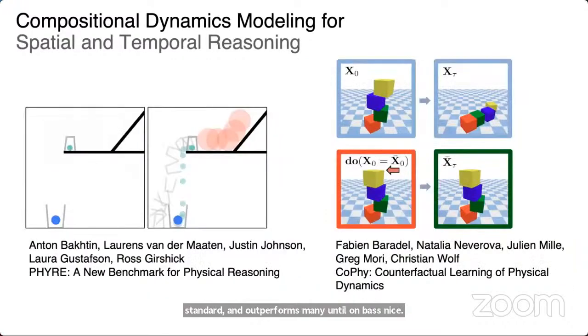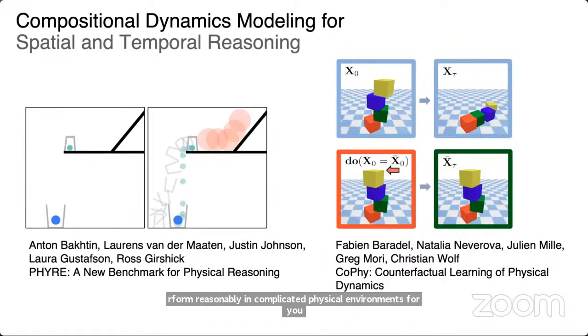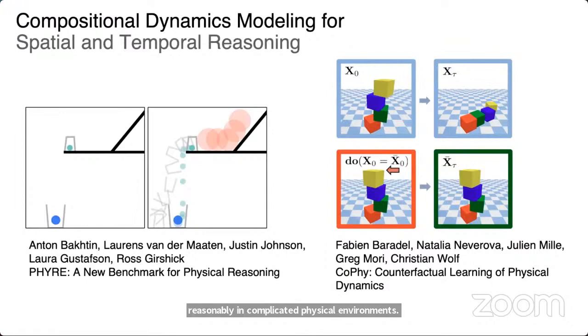There are also related works that build datasets or environments that evaluate the agent's ability to perform reasoning in complicated physical environments. For example, Phyre asks the agent to produce action signals to achieve a specific task goal, while CRAFT assesses the capacity of state-of-the-art models for causal physical reasoning in a synthetic 3D environment.